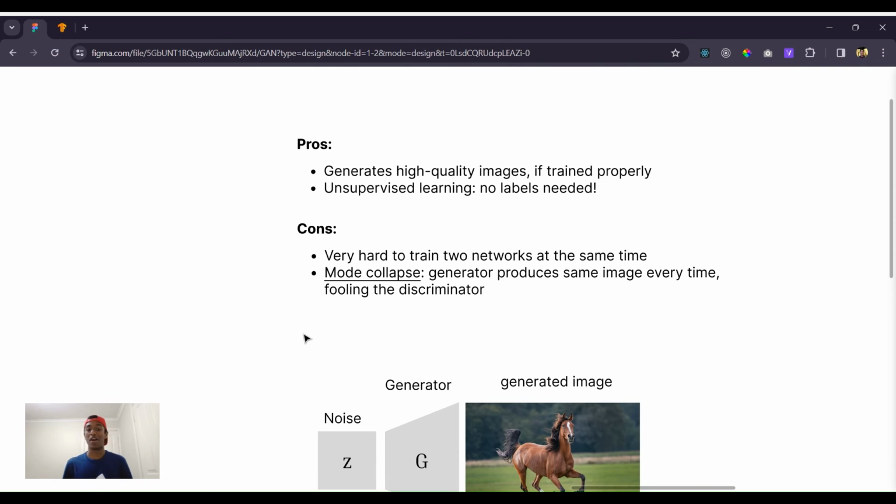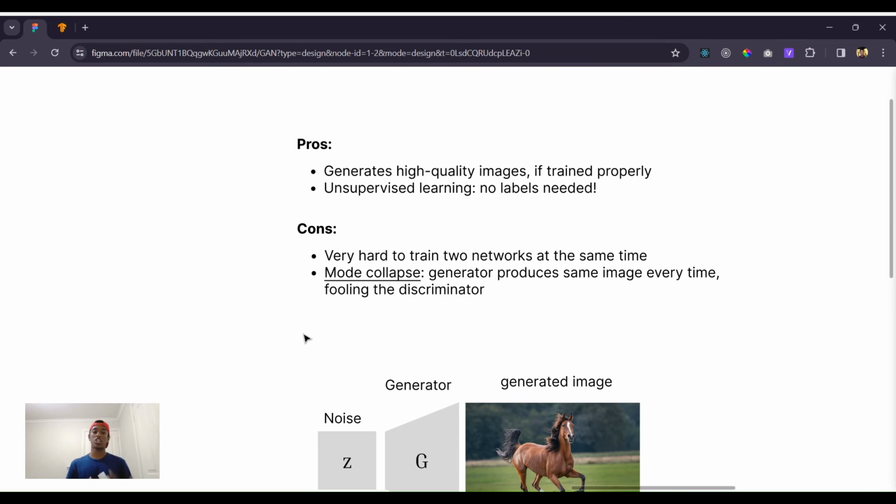Well, GANs are very hard to train because we're training two networks at the same time. And if we don't get the training pace right, if one network is learning at a slightly faster pace than the other, then we won't get really good results. So we really need to make sure that the networks are training at the same pace.